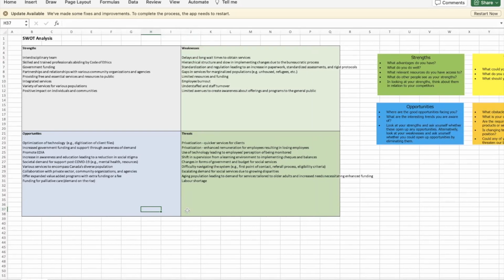This can be done by categorizing the factors by importance. So an example would be using a scale from 1 to 5, or categorizing them as high, medium, or low, depending on the impact they have on your organization's objectives.